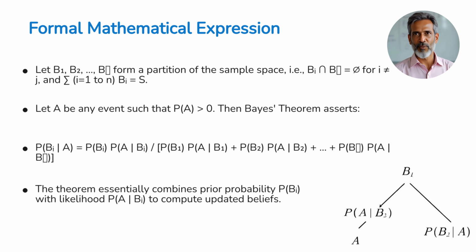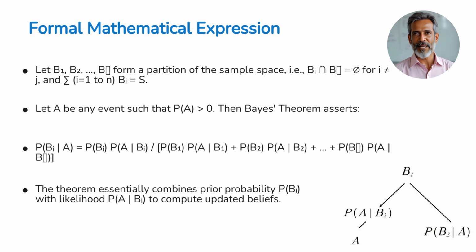Suppose you have events B1, B2, up to Bn, which form a partition of the sample space. That means each pair of these events does not overlap. In math, we say B sub i intersect B sub j is empty when i is not equal to j. And together, their union covers the entire sample space.